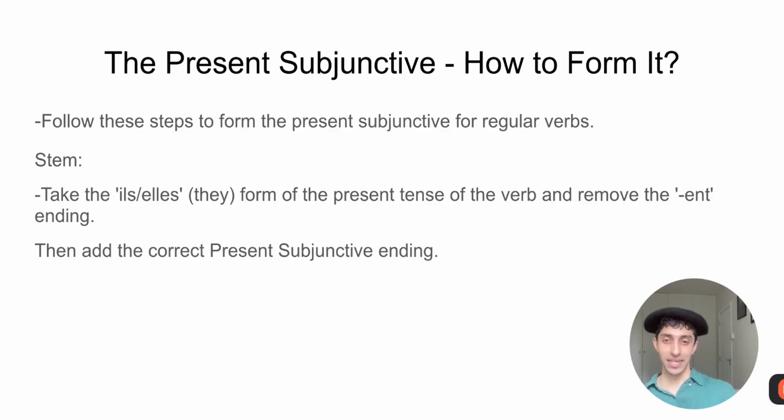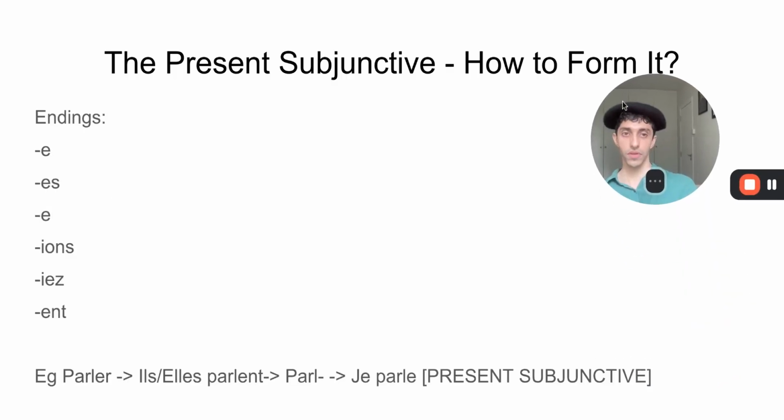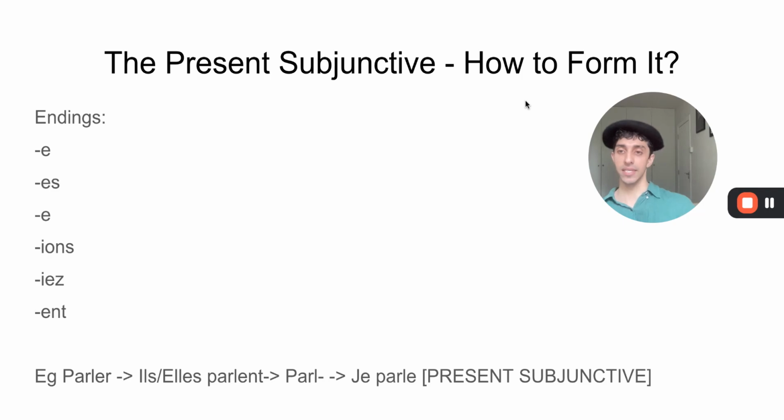Then you would add the correct ending for the present subjunctive. Those are quite simple, and those present subjunctive endings remain the same for every single verb in the present subjunctive, even if it's an irregular verb. So the endings would be e, es, e, ions, iez, ent.